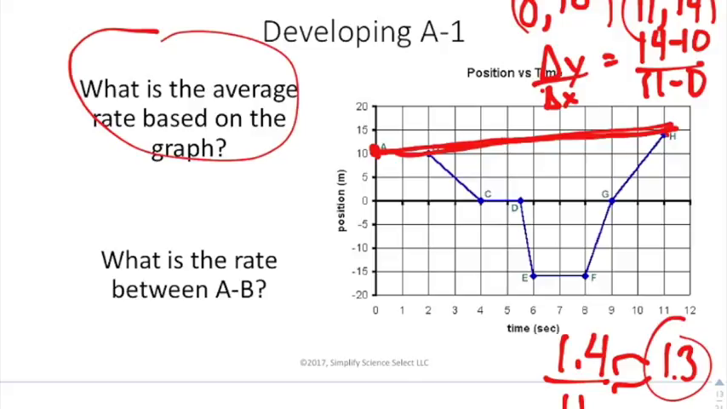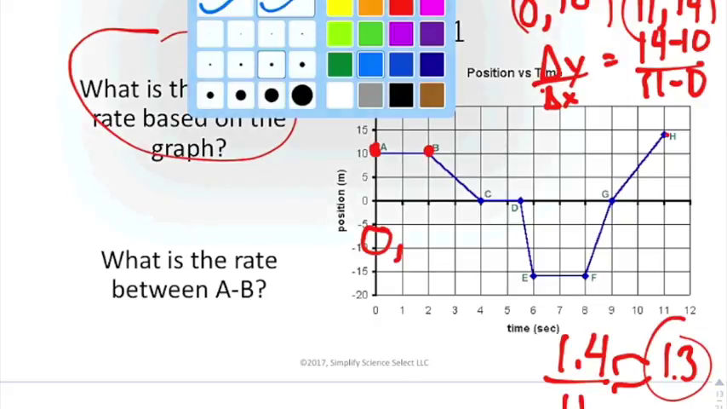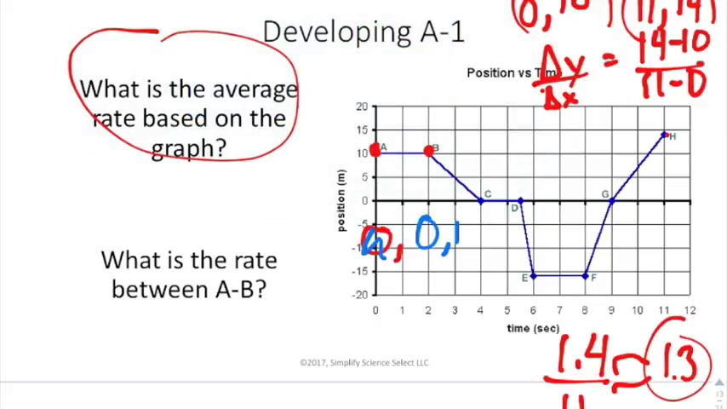Okay, so we're going to go ahead and erase this so we can see between A and B. If you use just points A and B, you have the point (0, 10). I'm going to change colors just so it's easier for us to see. (0, 10), and you have the point (2, 10). Well, when you do your change in y, 10 minus 10 is 0.